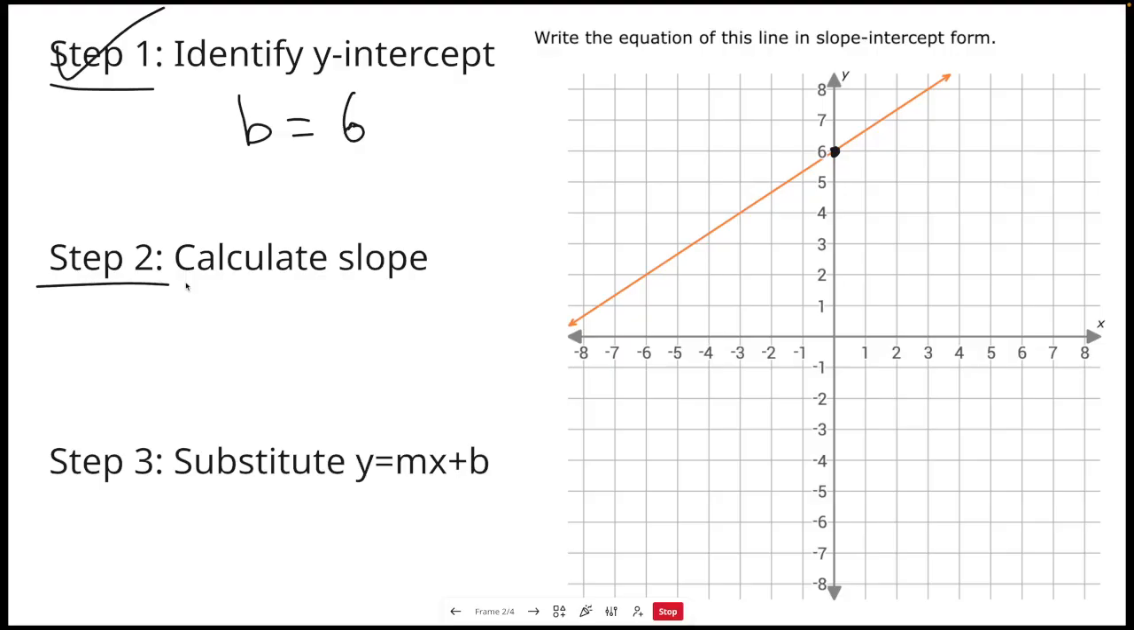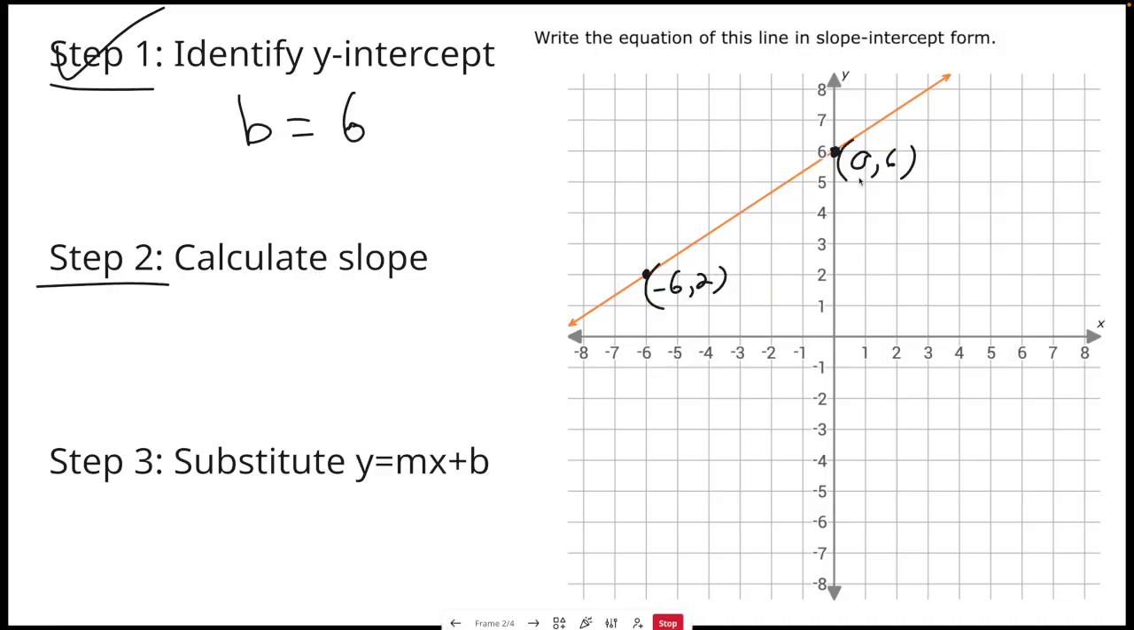Step two, calculate the slope. Again, today we're going to be looking at using the slope formula. You can do this with rise over run, but this lesson is going to be with the slope formula. So you need 2 points, and we'll go with this point and this point. We've talked about how to pick the points in the previous video. So this is (-6, 2). This is (0, 6). All right, we have our coordinates.